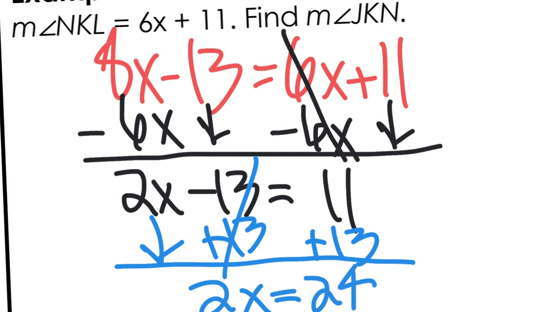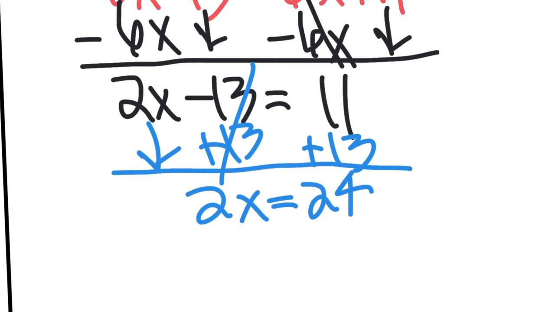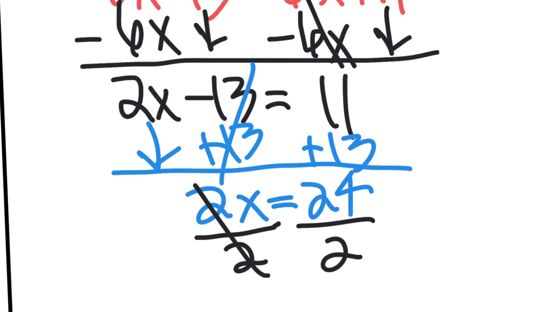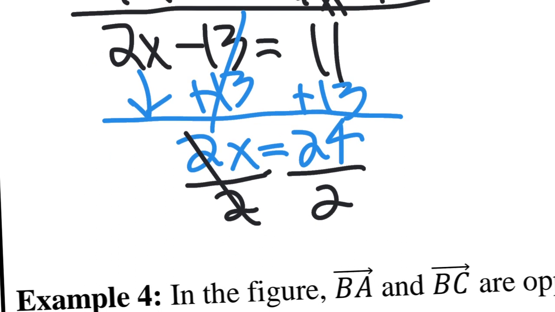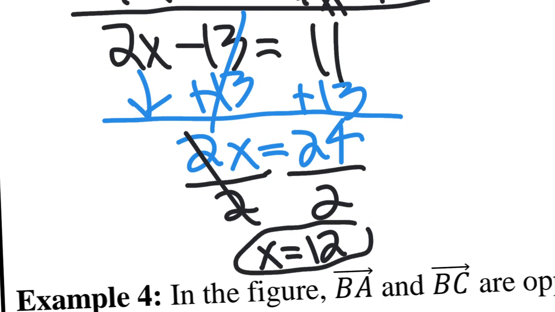And I know that 2x means 2 times x. So if I were to get rid of the 2, I would have to do the opposite of that. The opposite of multiply by 2 would be divide. And so I'm going to divide 2 to both sides. And 24 divided by 2 is 12. So x equals 12.